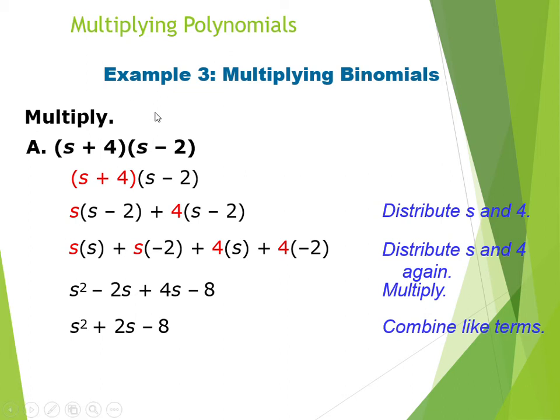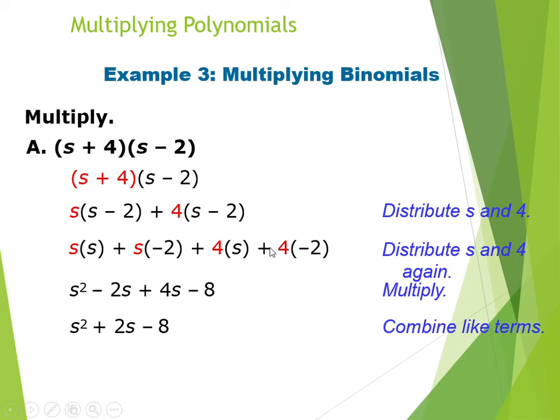Okay, so s times negative 2, you will be having negative 2s. And for the inner, the inner terms will be 4 times s. What is 4 times s? That is 4s. And for the last one, you have to multiply the last terms, that will be 4 and negative 2. So 4 times negative 2, the result will be negative 8.